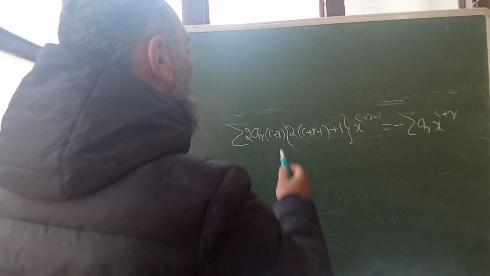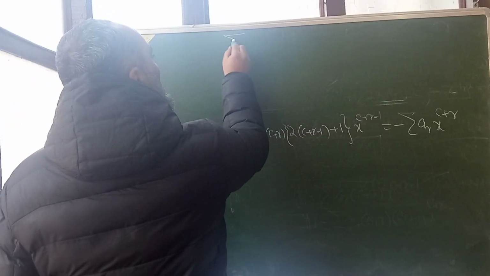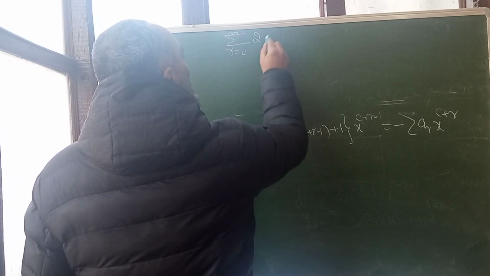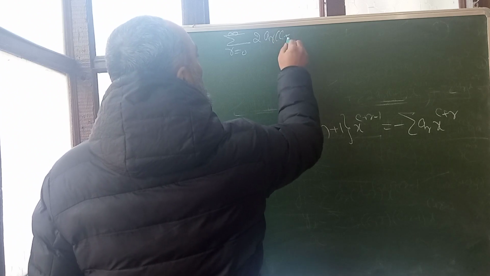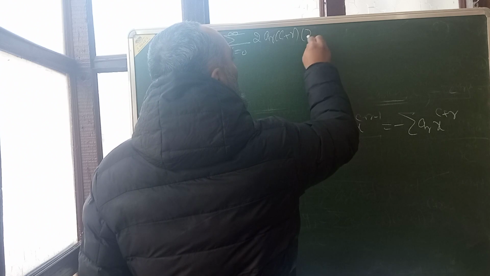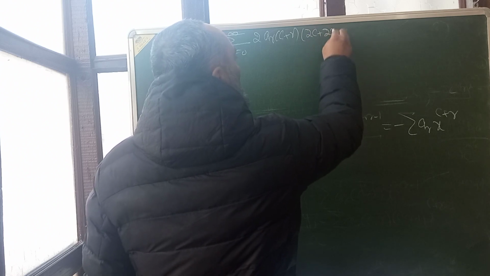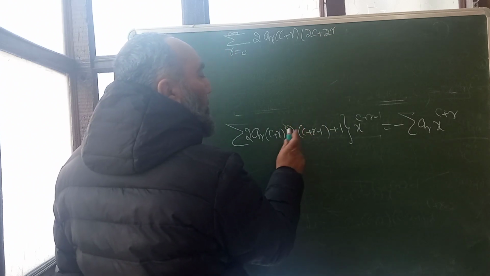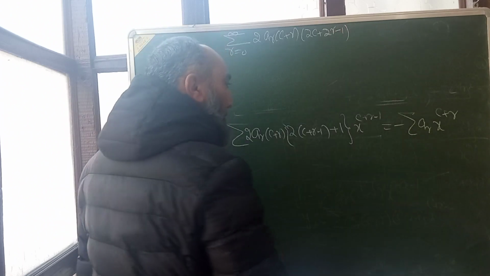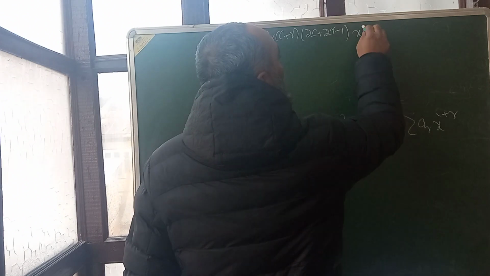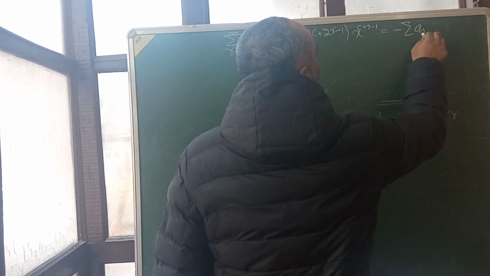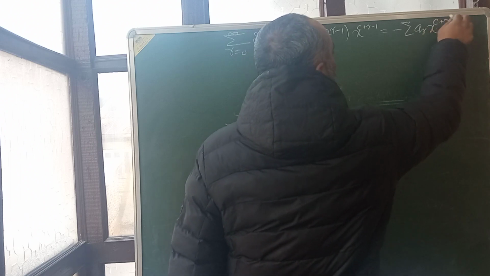Or finally I have summation r running from 0 to infinity twice ar (c plus r) (2c plus 2r minus 2 plus 1, so minus 1) x raised to the power c plus r minus 1 is equal to minus ar x raised to the power c plus r. This is it.